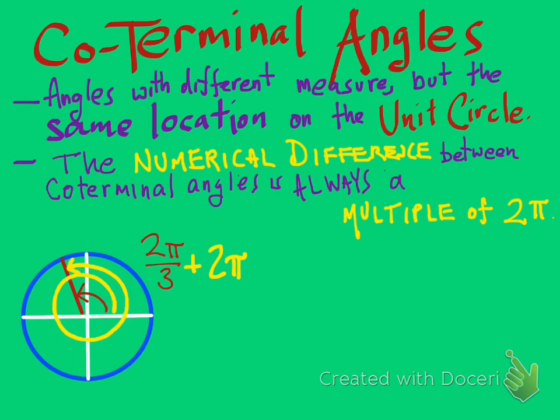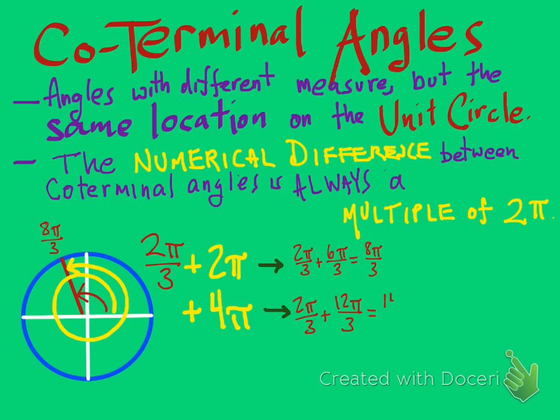So if I have 2 pi thirds and I go around the circle an extra time, that's just like adding 2 pi, and 2 pi thirds plus 2 pi gives 8 pi thirds. So that angle, 8 pi thirds, is at the same place on the unit circle as 2 pi thirds, and those two angles are coterminal. I could add another multiple of 2 pi, like 4 pi, and that would give me 14 pi thirds, and all three of those angles are coterminal. I could even subtract 2 pi. If I took 2 pi thirds and subtracted 2 pi, I'd end up with negative 4 pi thirds, another coterminal angle.